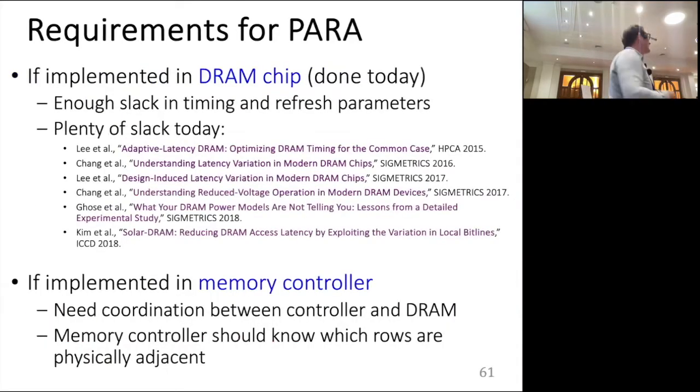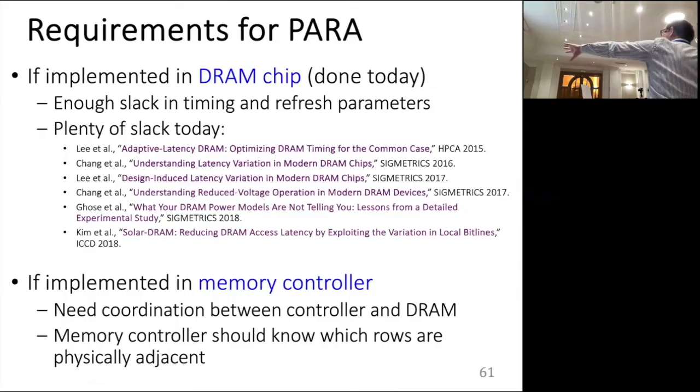Now, this could be implemented in the DRAM chip. This could be implemented in the memory controller. Both have been tried and done. In the DRAM chip, you could actually do this due to the slack in timing and refresh parameters. So you may have some slack in the timing parameter, and you sneak in a refresh to an adjacent row. And manufacturers do this, actually. We're going to talk about that.